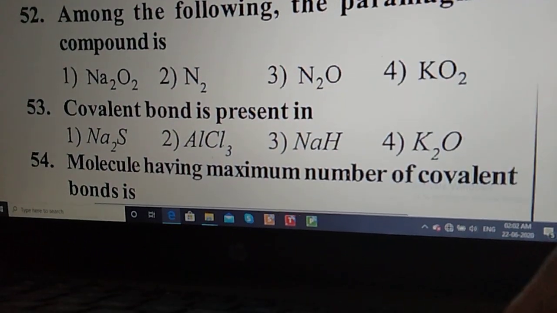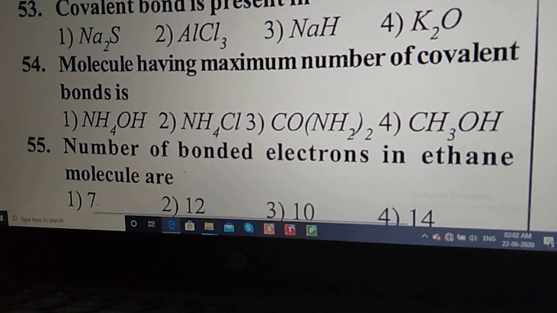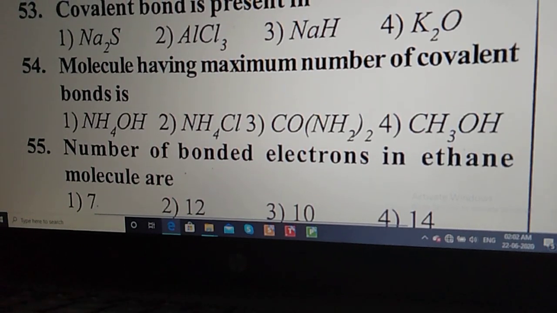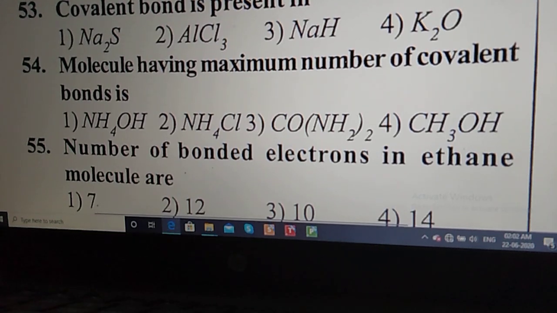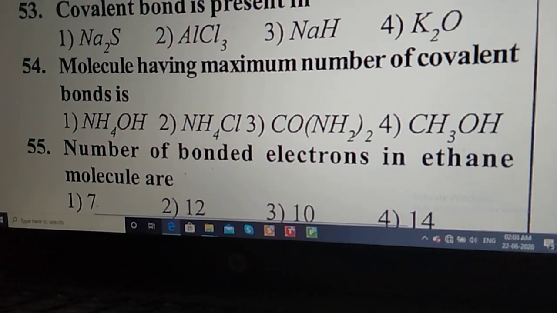Now let us move to question number 54. What is the question? The molecule having the maximum number of covalent bonds. The options are NH4OH first, then NH4Cl, then CO(NH2)2, and CH3OH. They are asking for the molecule having the maximum number of covalent bonds.